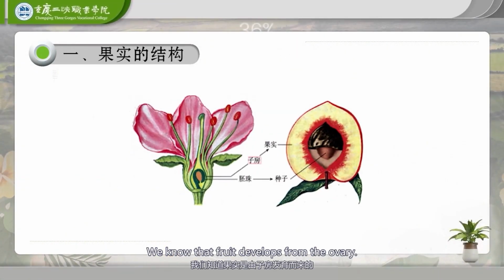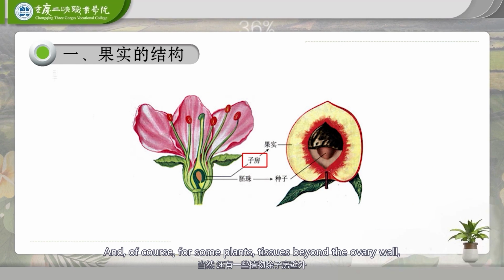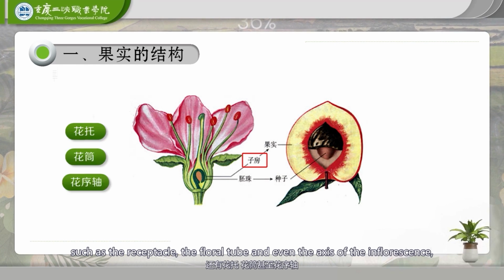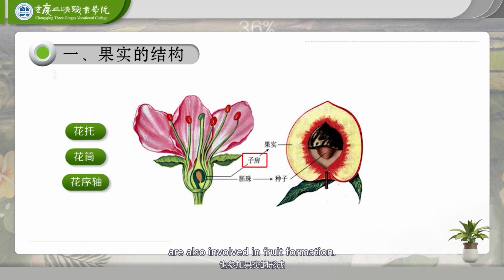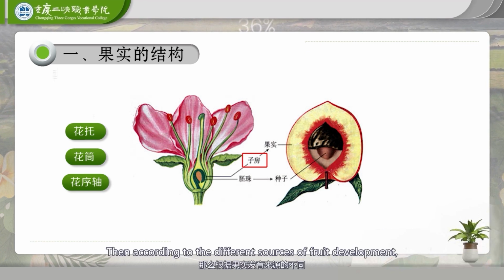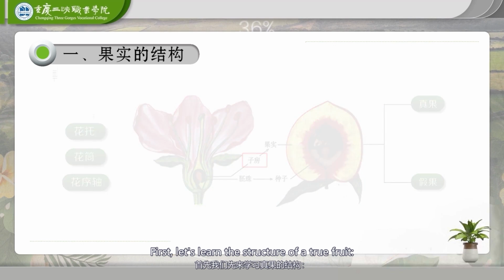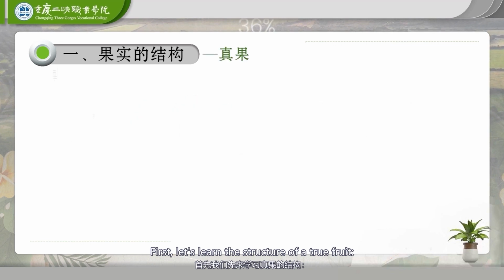Fruit structure. We know that fruit develops from the ovary, and of course for some plants, tissues beyond the ovary wall, such as the receptacle, the floral tube and even the axis of the inflorescence, are also involved in fruit formation. Then according to the different sources of fruit development, we can divide fruits into true fruits and false fruits. First, let's learn the structure of a true fruit.